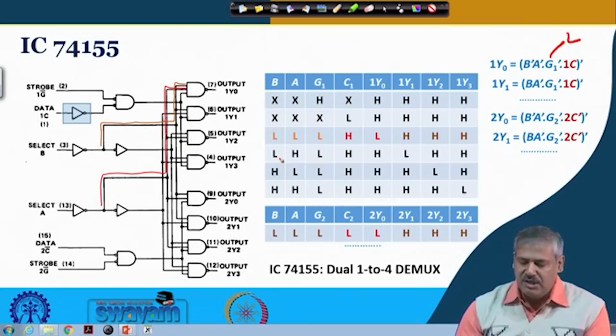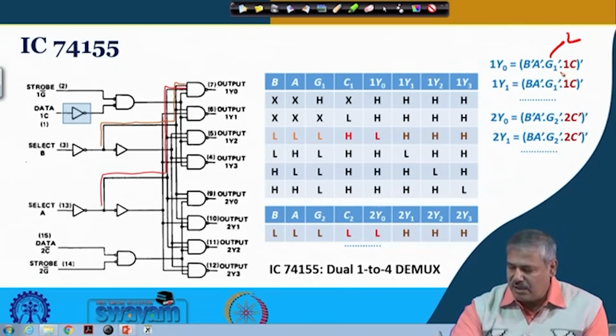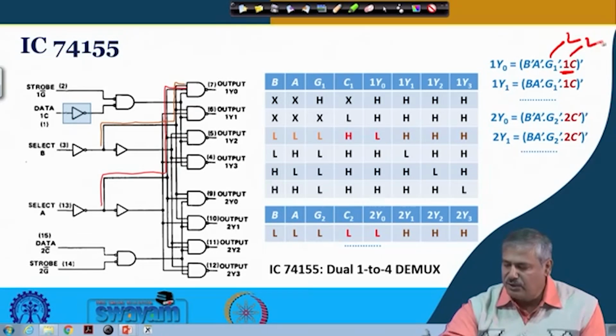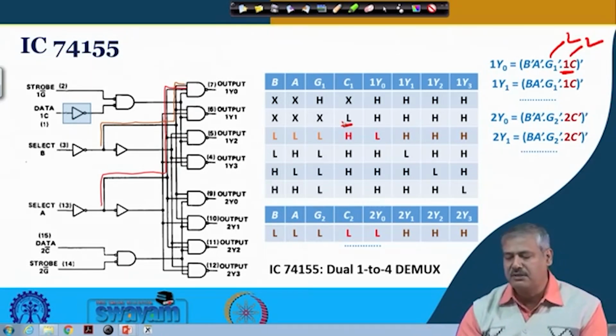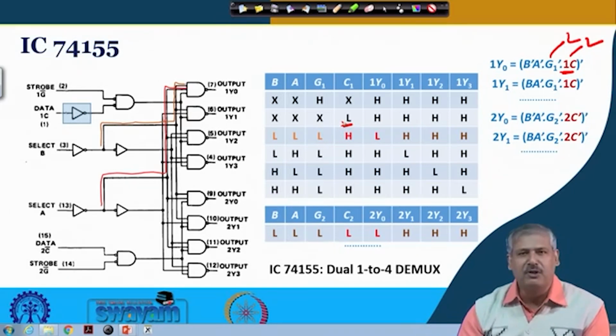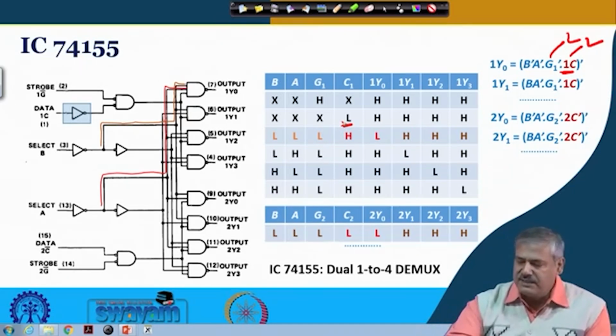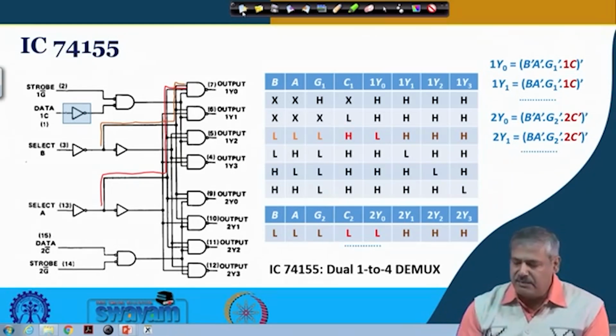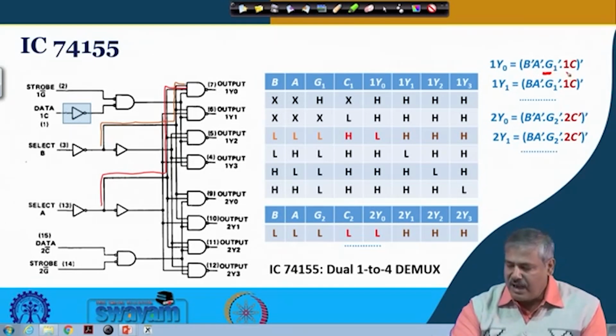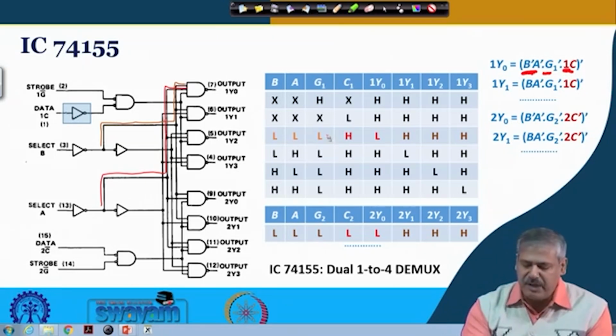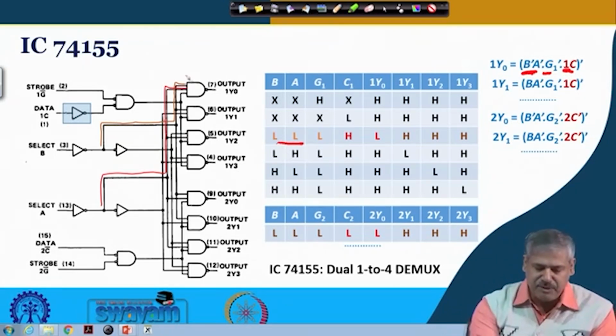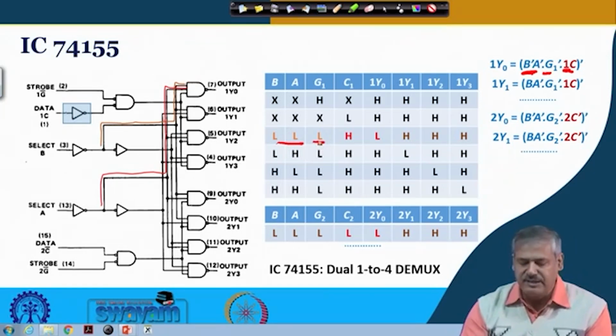Now, if we consider this 1C input, and this input is low, then again the output will be high for all the cases. What its significance is, we shall see later. And when the strobe is low, 1C is high, and B prime, A prime are both low and selected, which is the example that we are showing here, the output becomes low.